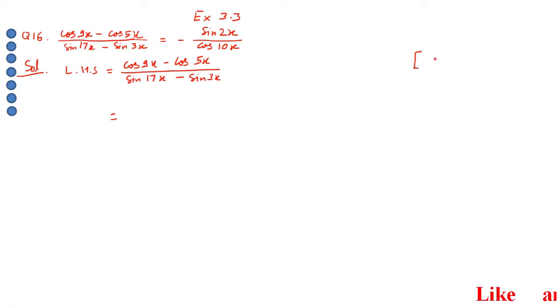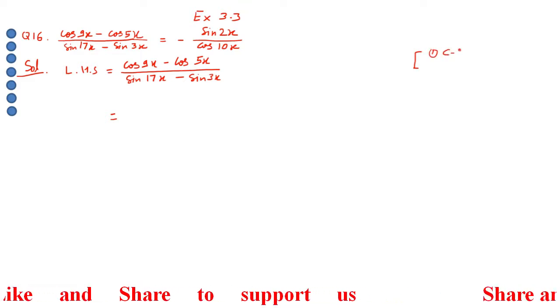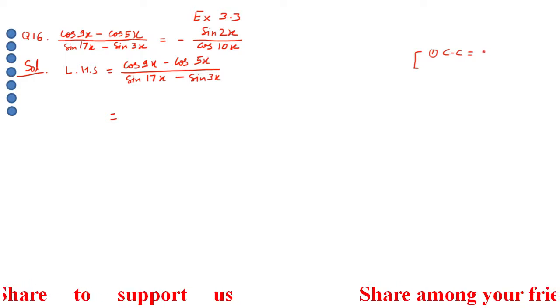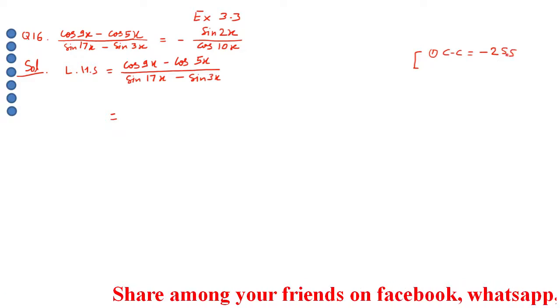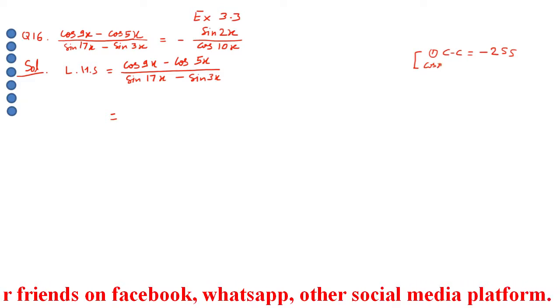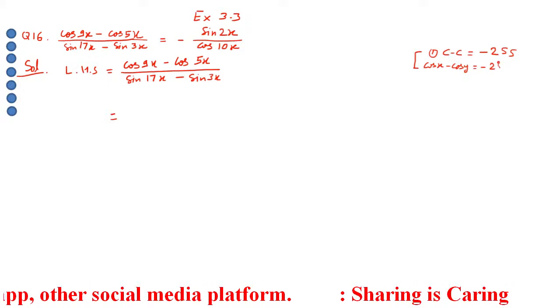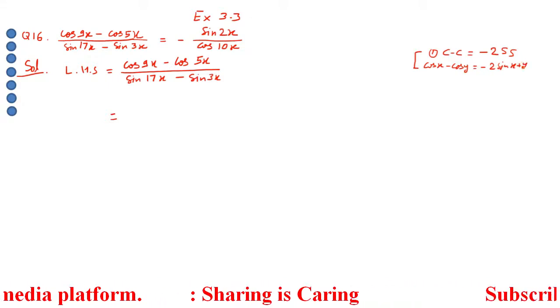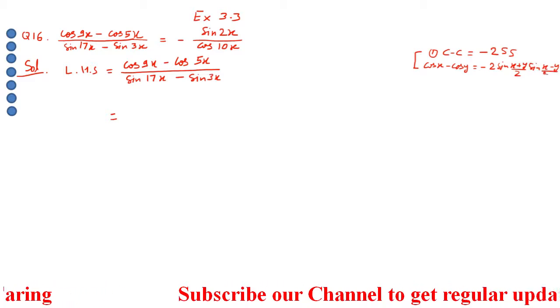The formulas are, because we have here cos minus cos, so the first formula which we are going to use is C minus C. For C minus C, the formula is minus 2 sin. The meaning of this formula is, if we have cos x minus cos y, that time the formula is minus 2 sin (x plus y) upon 2 and then sin (x minus y) upon 2.